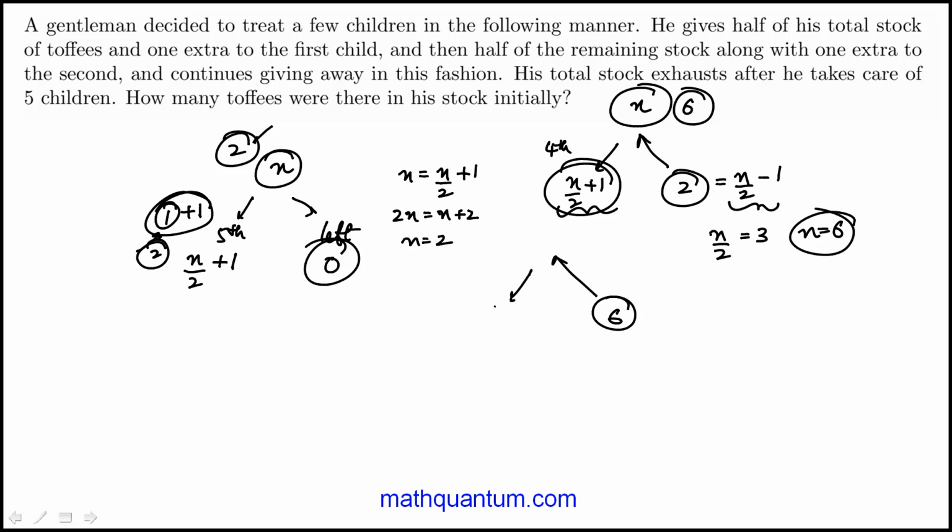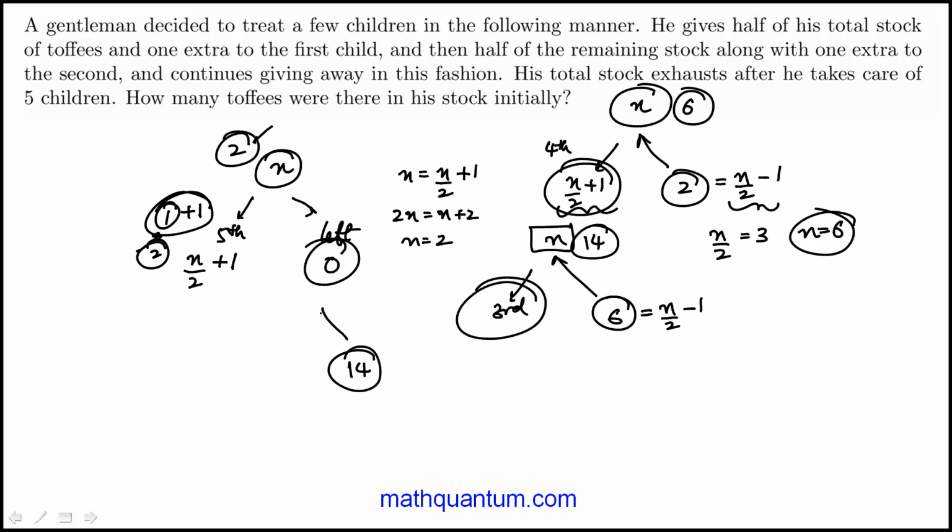What did the third child get? If this is n, this is n over 2 minus 1. We don't necessarily need this part. We just need to be able to compute that backward. And that n would be plus 1 doubled. So that's 14. And then with 14, this part we can again figure out. Add 1 and double it.